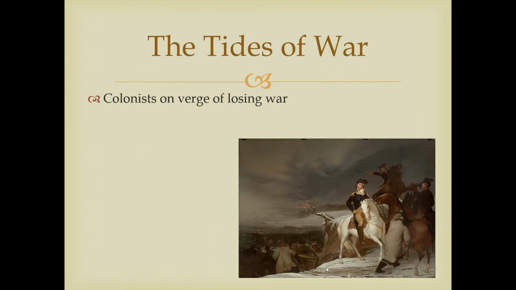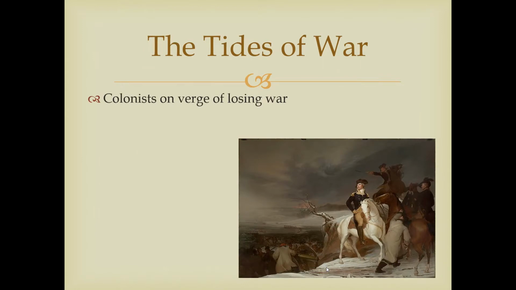And here's where a lot of American history basically says that the Americans rally around George Washington, and the Americans win, and the British leave, and everybody's happy. What actually happens is a lot more complex. The colonists are on the verge of losing the war. The British have surrounded them.